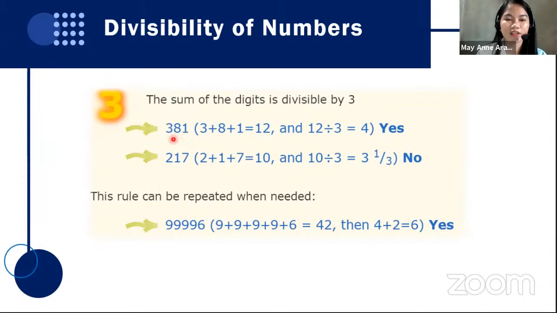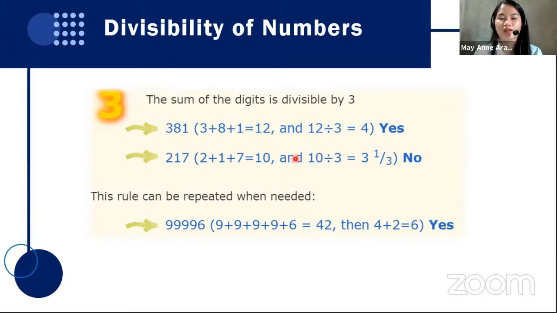Determine whether 381 is divisible by 3. Just add each digit. So you have 3 plus 8 plus 1, and the resulting number is 12. And 12 is divisible by 3. So therefore, 381 is also divisible by 3. And for 217, just add the digits again. So you have 2 plus 1 plus 7, that is equal to 10. And we know that 10 is not divisible by 3. So 217 is not divisible by 3.